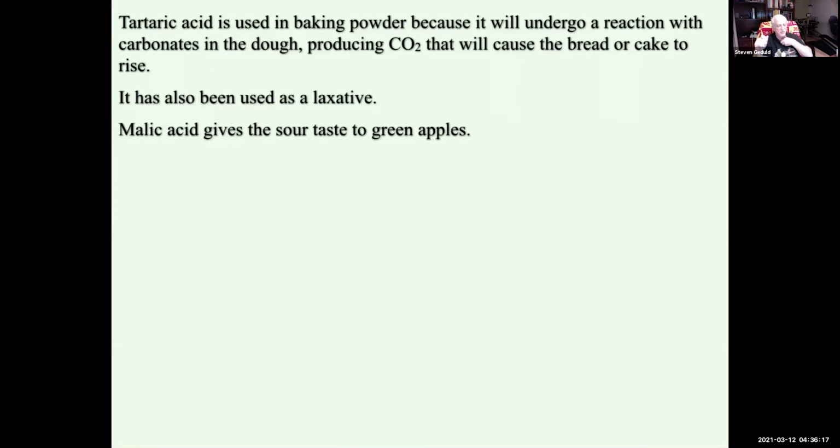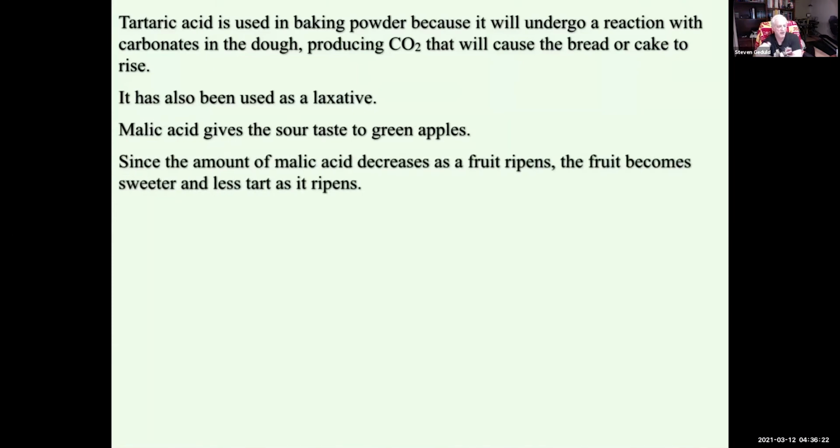Malic acid gives you the sour taste in green apples. The amount of malic acid decreases as the fruit ripens, so the fruit becomes sweeter and less tart as it ripens. That's why you let a lot of fruit ripen before you eat it, because it's very sour tasting if you eat it before it's ripe, because of the amount of malic acid in there. So there's a lot of malic acid before it ripens, and as it ripens, that amount decreases so the fruit tastes sweeter. Remember, low molecular weight carboxylic acids have a real nasty taste to them, real nasty smell.